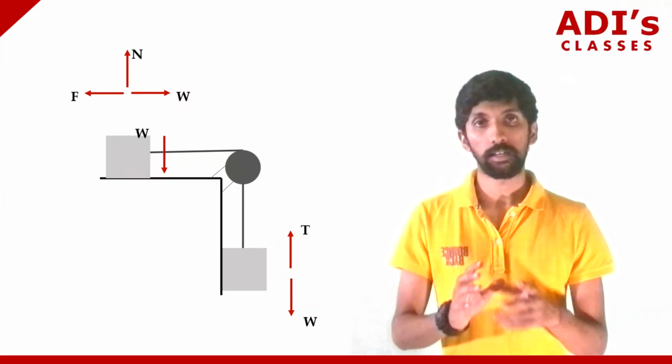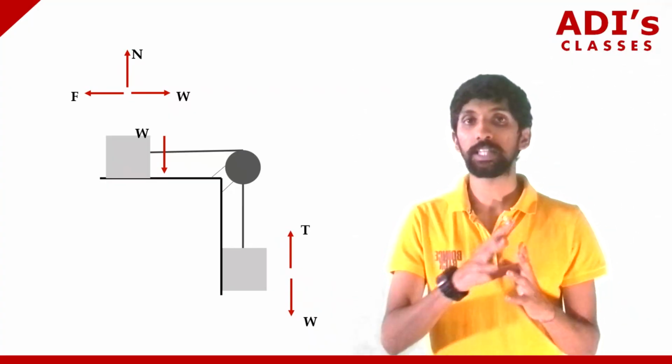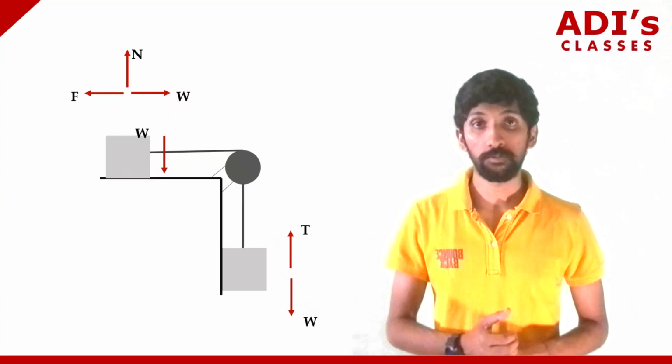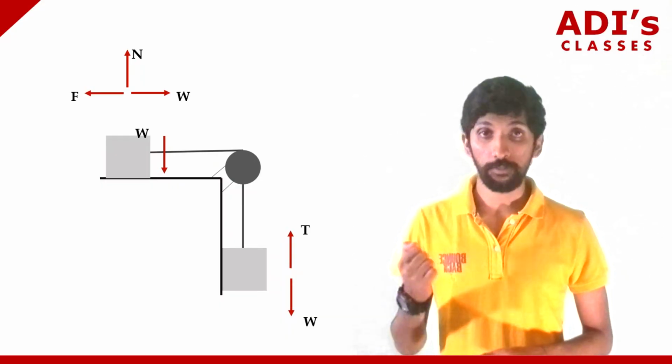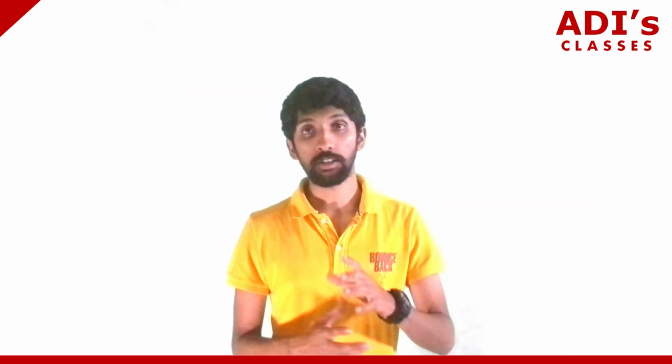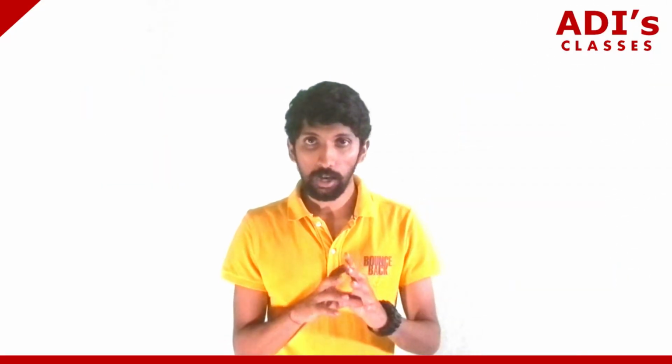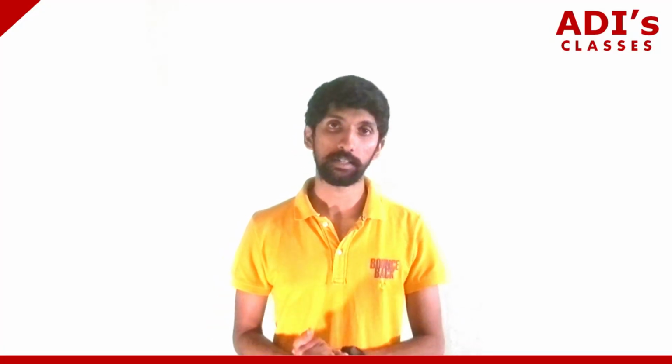Look at this. These are all the forces which act on the body. We have frictional force, and then we have weight, we have normal, all these things are there, correct? So this is how we represent a free body diagram.